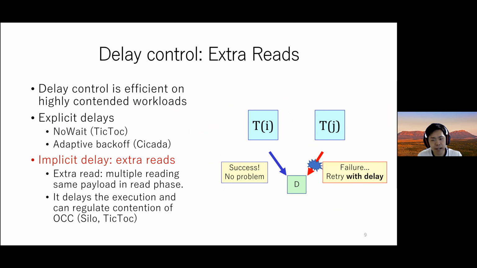Next, I explain delay control and extra reads. Delay control is efficient for highly contended workloads. No wait and adaptive backoff optimizations are examples of explicit delays. On the other hand, the extra read is an example of implicit delay. Extra reads occur in the read phase of optimistic protocols. It is a repeated trial of read operation in order to read a record atomically, so it avoids dirty read.